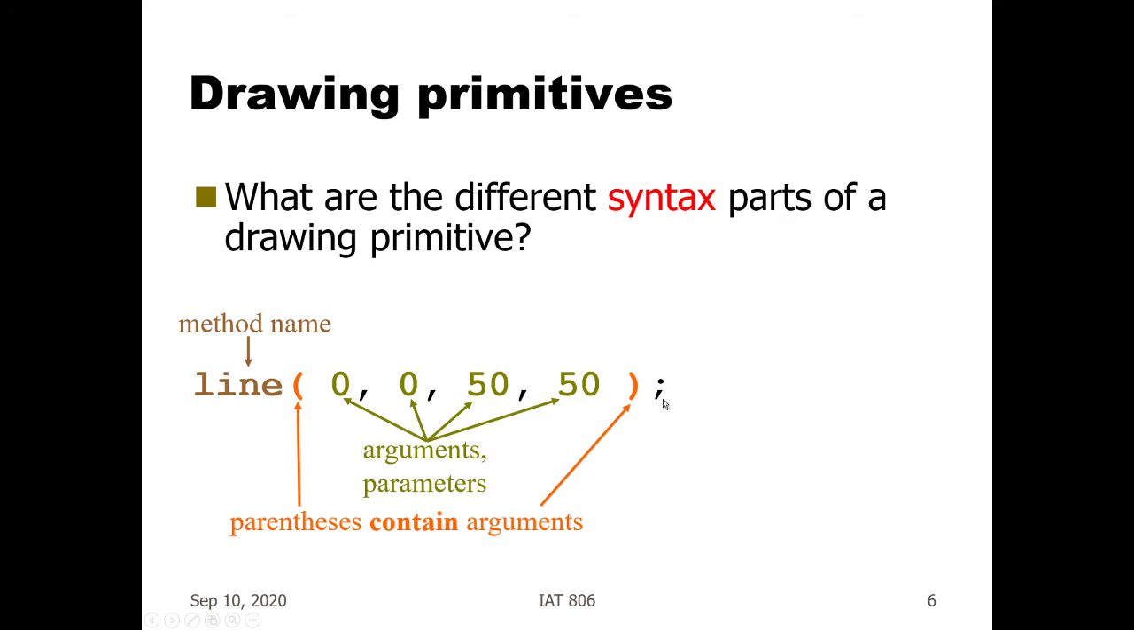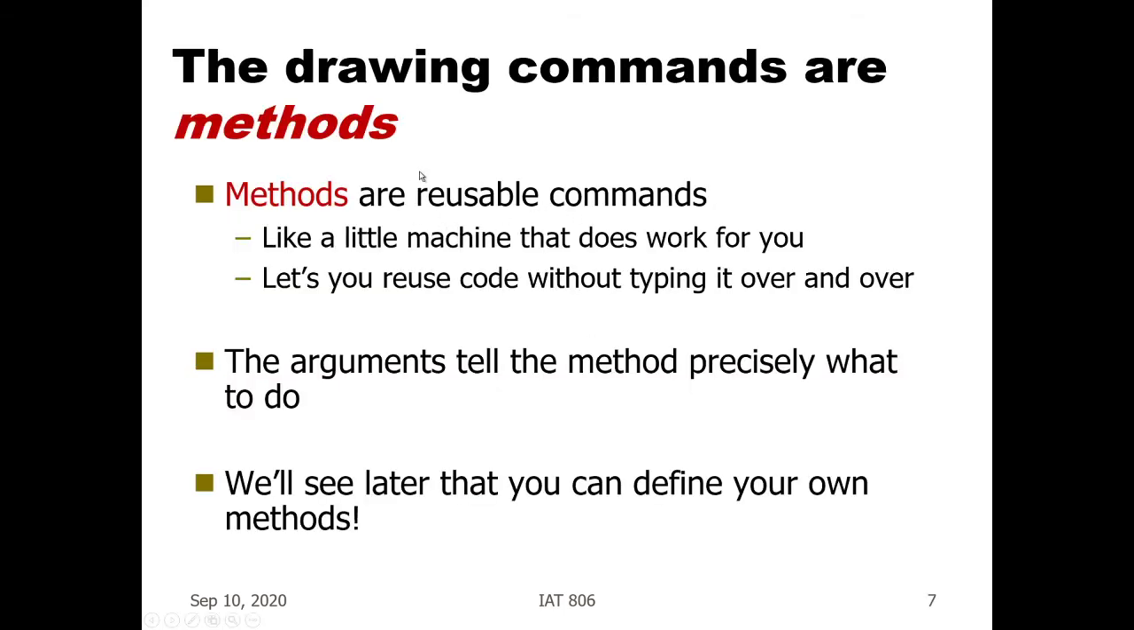And at the end is this syntax element, the semicolon, and its purpose is to terminate the specification of this thing, so that the compiler can then start interpreting whatever follows the semicolon, typically something on the next line of text, that will be a new method call or something else. So most of those drawing commands that I showed you previously are methods within the graphics library of processing. Methods are reusable commands. It's a little machine that does this work for you. It's specified clearly as to what it does and how it works.